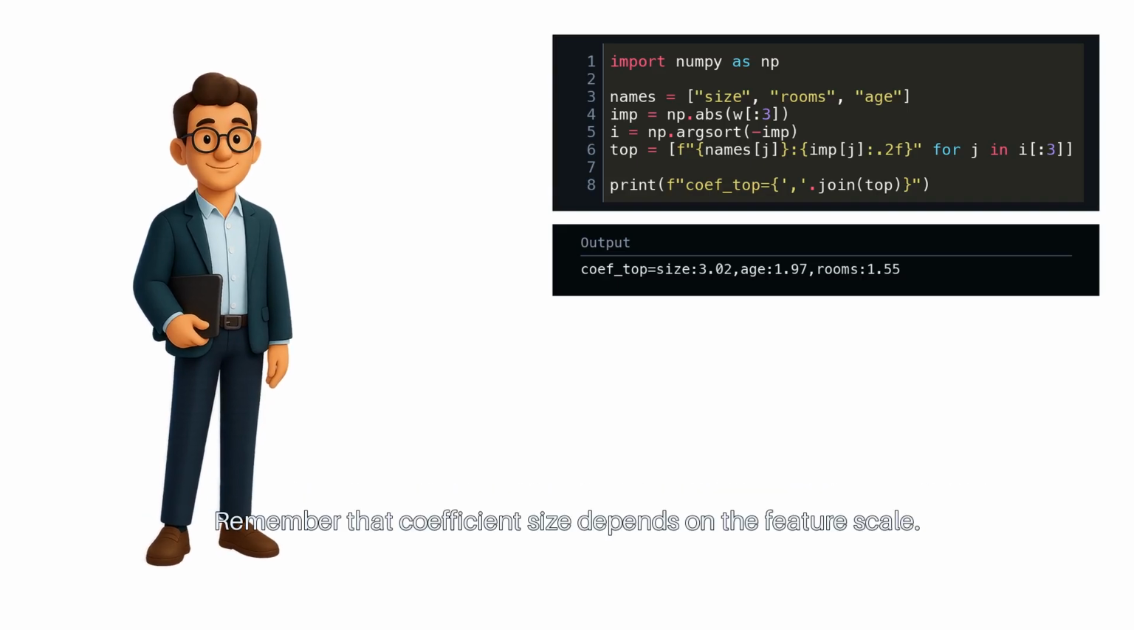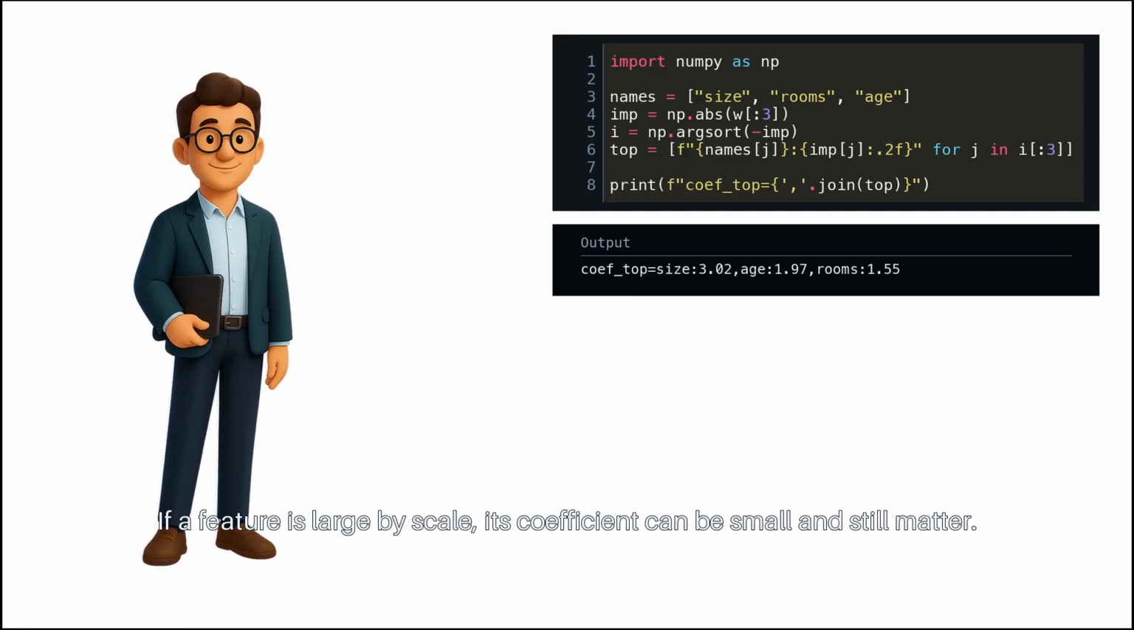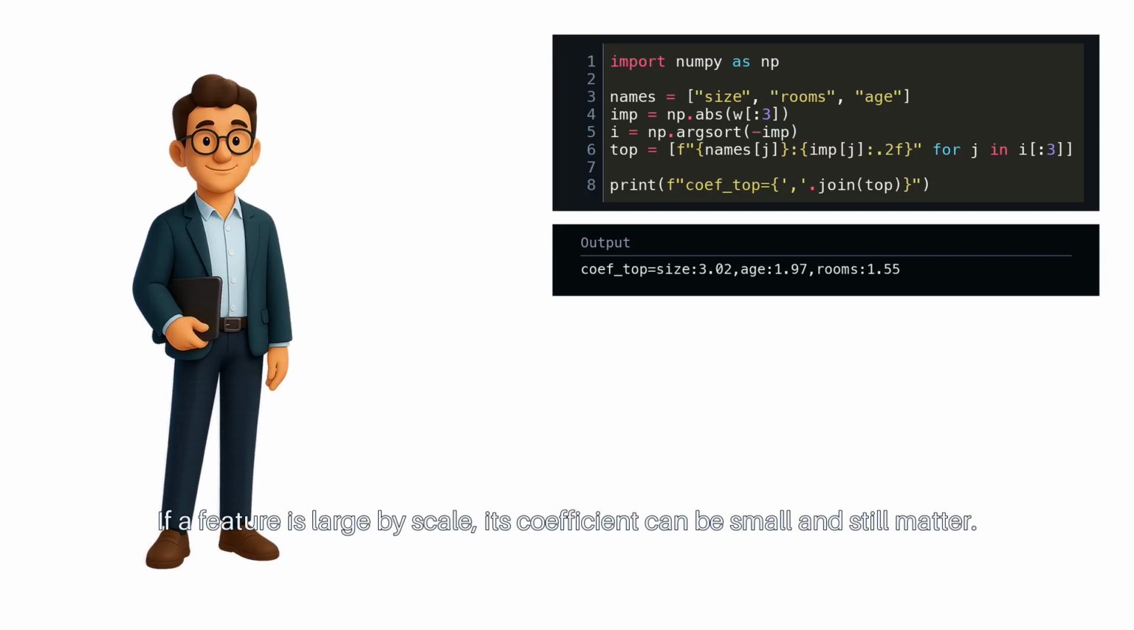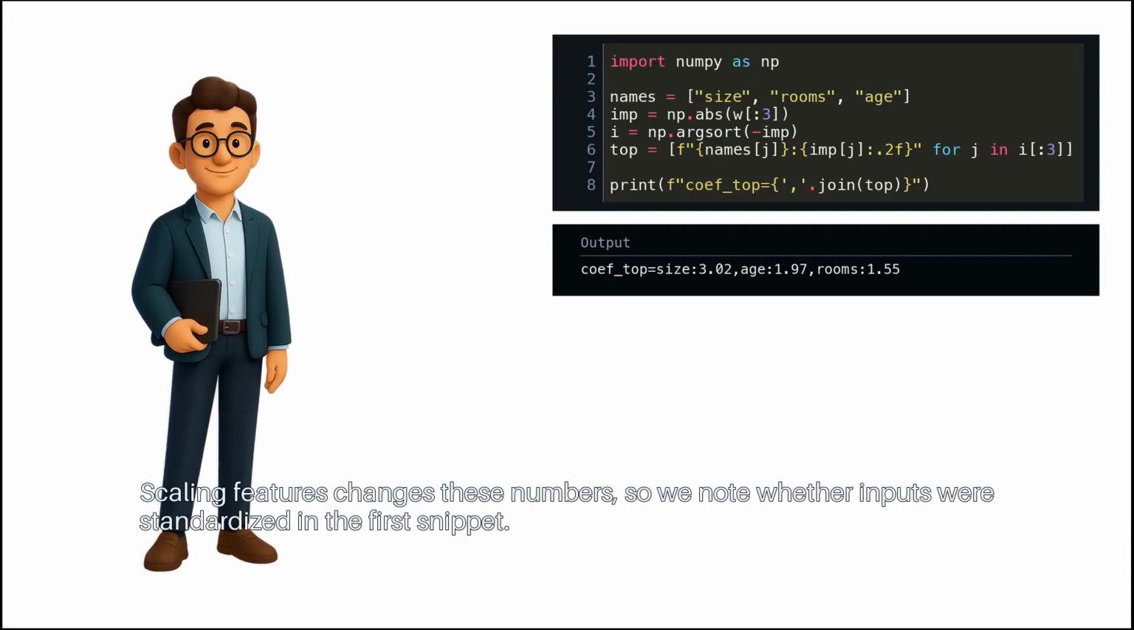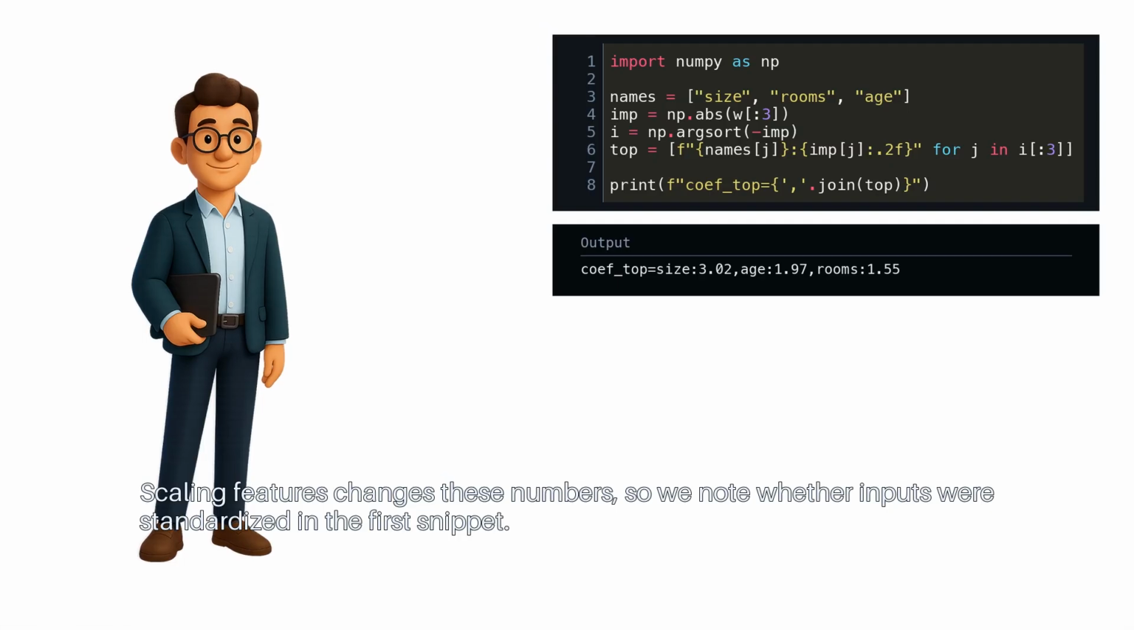Remember that coefficient size depends on the feature scale. If a feature is large by scale, its coefficient can be small and still matter. Scaling features changes these numbers, so we note whether inputs were standardized in the first snippet.